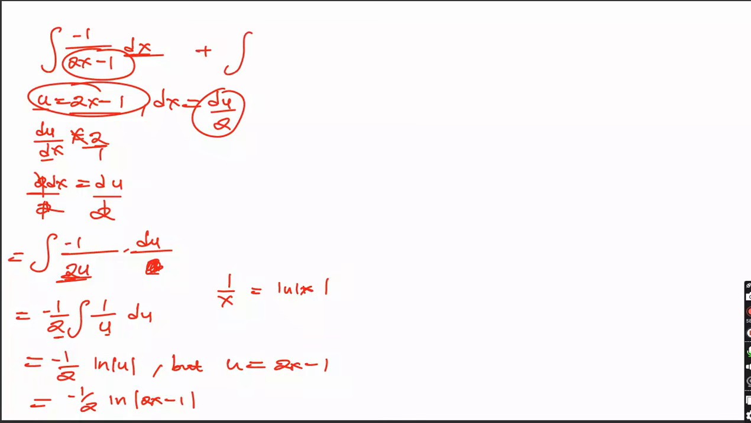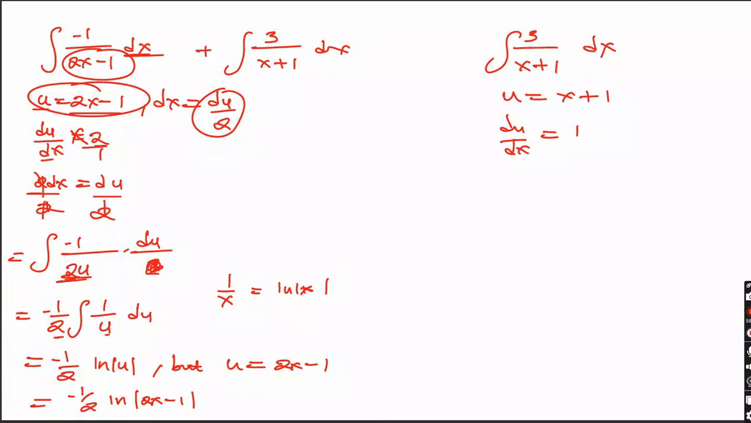Then, we never ended from there. We had also another integral, which was 3 over x plus 1. We need to integrate that. So the integral of 3 over x plus 1 dx. What do we need to know? We say u is equal to x plus 1, then du over dx is going to be equal to 1. It is just the derivative of this, just 1, and this is 0. We can make dx the subject of the formula, so dx is just going to be equal to du.